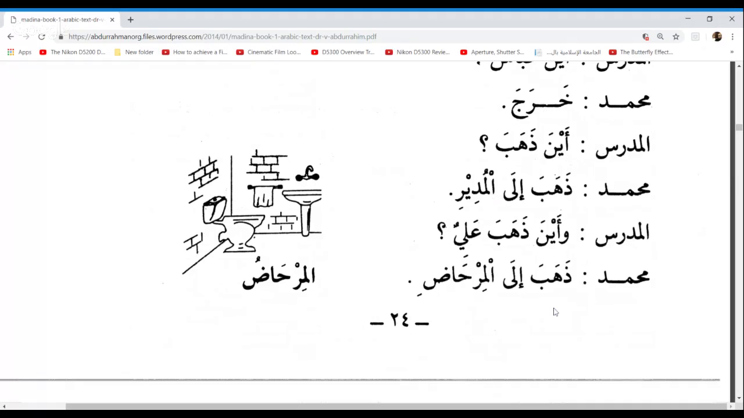ذهب إلى المرحاض. Yeah, and so we've studied the word hammam. So hammam actually means washroom. But in this day and age, when people say hammam, they just mean the toilet, really. Whereas al-mirhad, as you can see on the picture on the left, is the actual room with the toilet seat. Whereas hammam can be referred to the washroom or to the toilet.